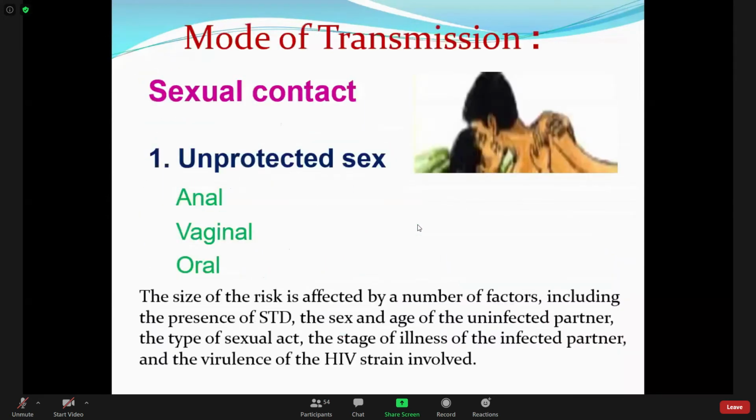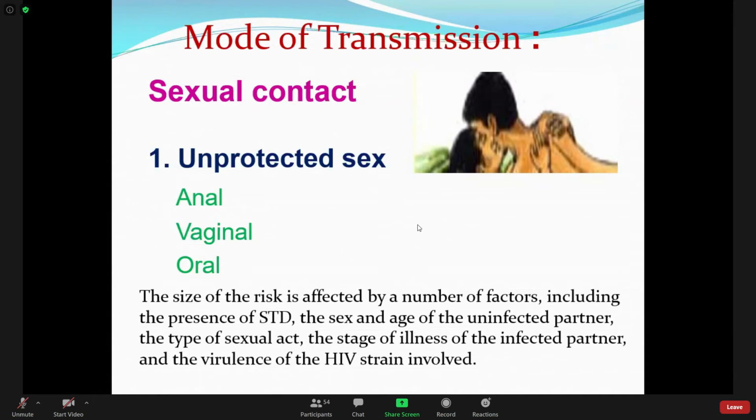Okay, modes of transmission. The main is sexual contact, mainly heterosexual. There is homosexual or MSM, that is men having sex with men, that is homo. Then next is hetero, different sex. So mainly the disease is transmitted by heterosexual, male and female. That is the first, sexual contact, that is unprotected sex. It may be anal sex, vaginal sex, or oral sex. If it is anal sex, it may be MSM or from a heterosexual form.